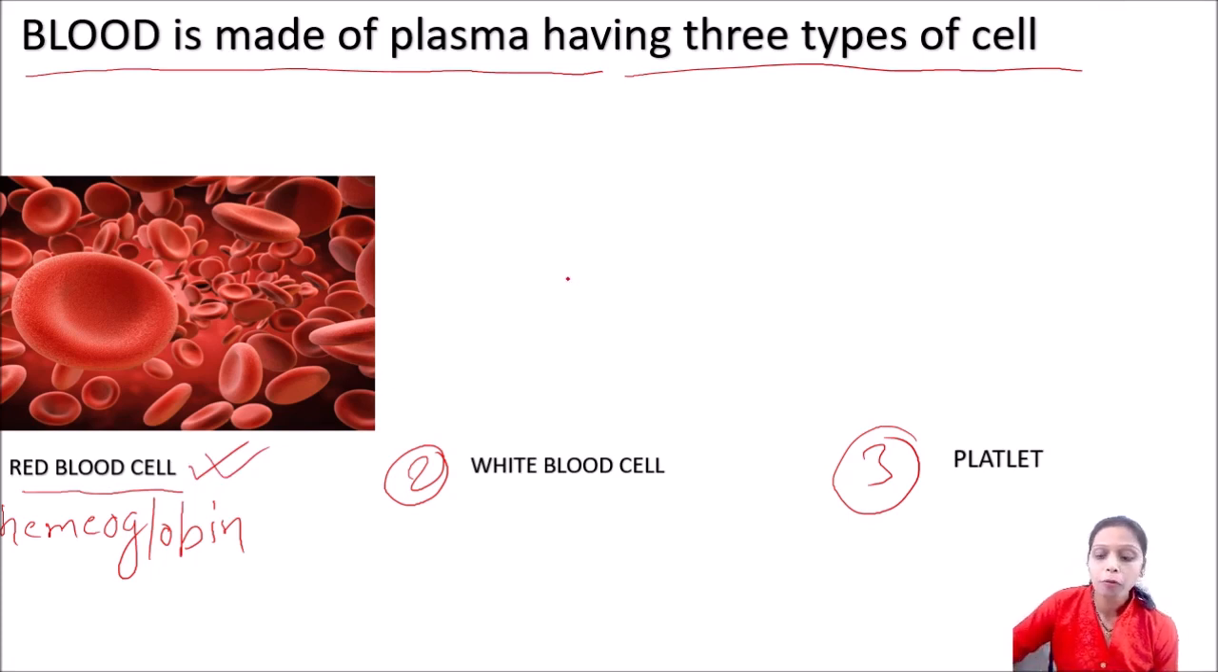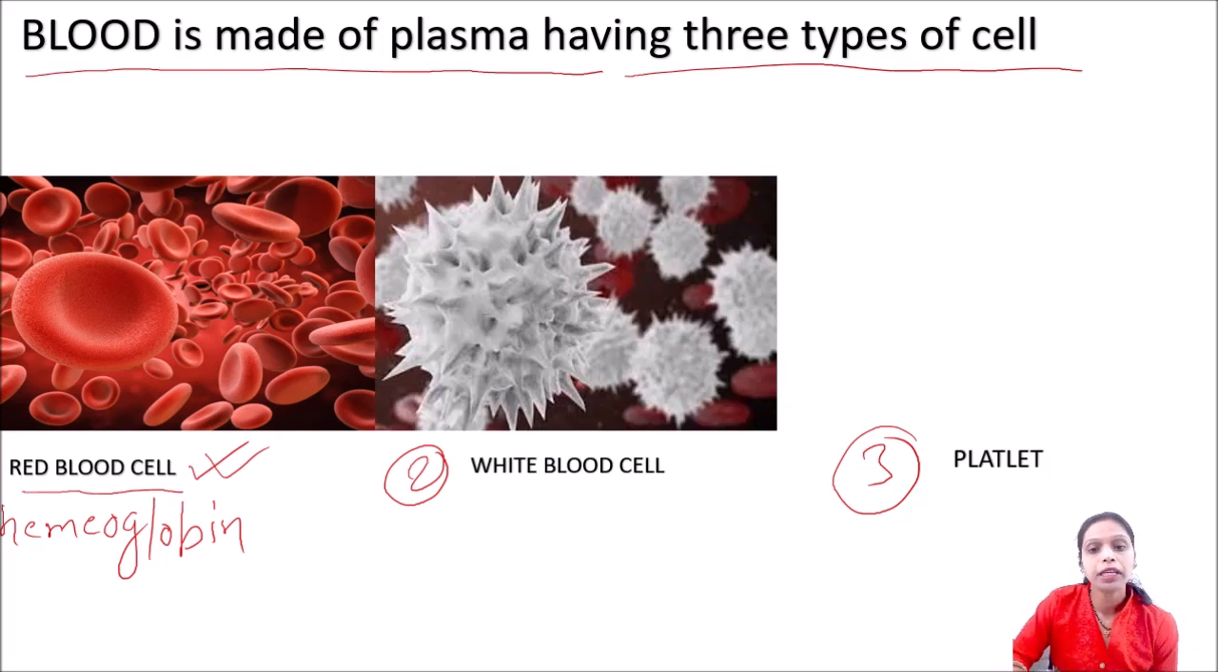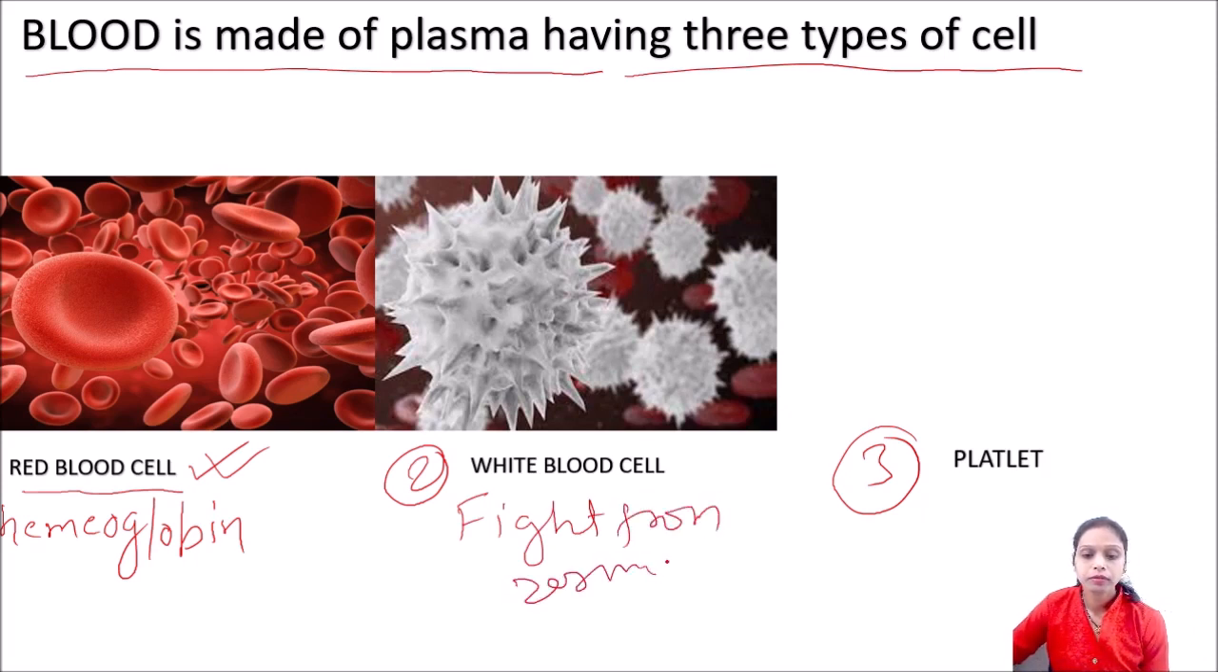The second type of cell that is suspended in blood is the white blood cell that fights germs. White blood cells are very important. Whatever germs are present in your blood are fought by the white blood cells.